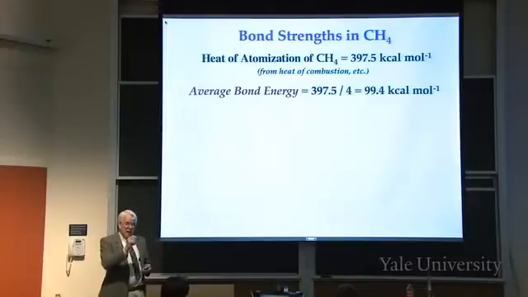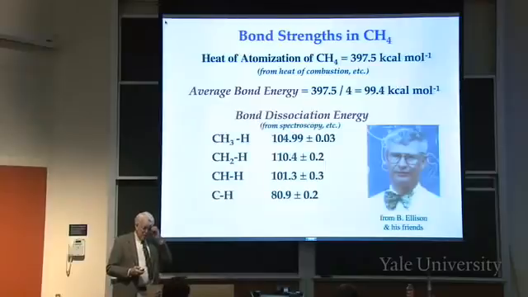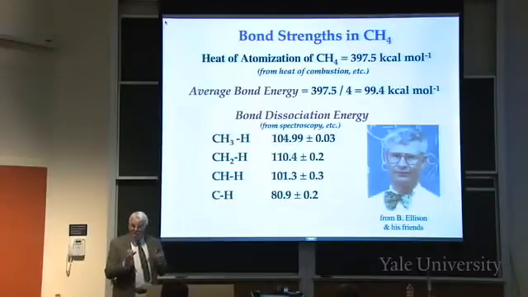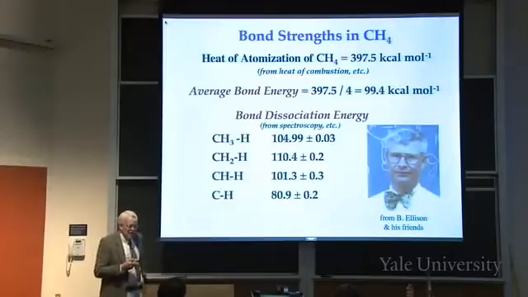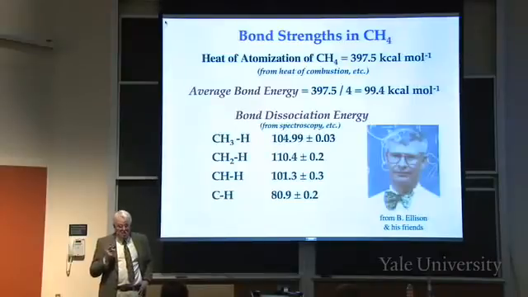To take a single hydrogen atom away from methane. Taking a single hydrogen atom away from methane, the so-called bond dissociation energy, is the actual experimental energy it takes to do some particular process. Average bond energy is just an average, but the individual ones are not the same. Taking a hydrogen away from methane is 104.99, plus or minus 0.03 kilocalories per mole. Close, but not the same thing.